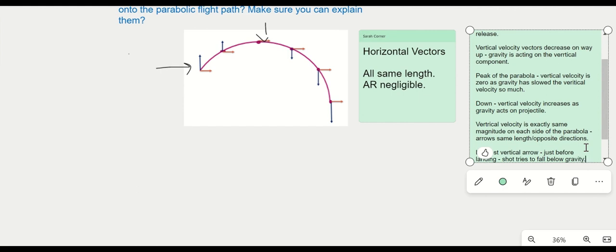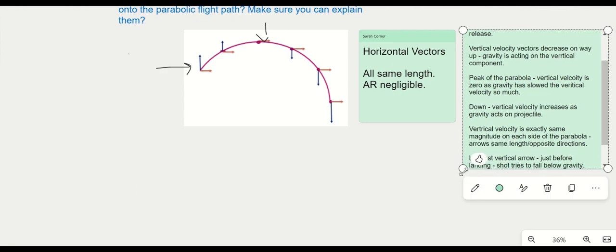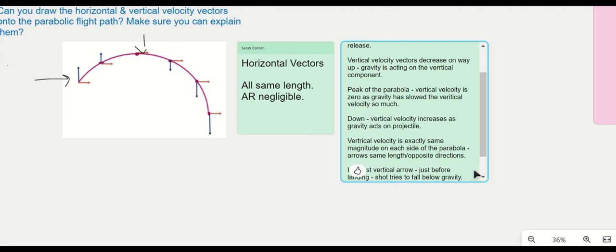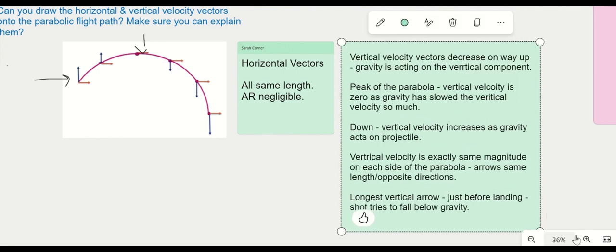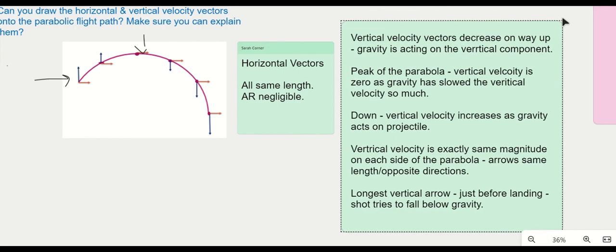Okay, so just make sure that you know the different parts of the velocity vectors, and you can explain them and draw them and understand what's going on. So make sure you've got all that information on there as you go through.